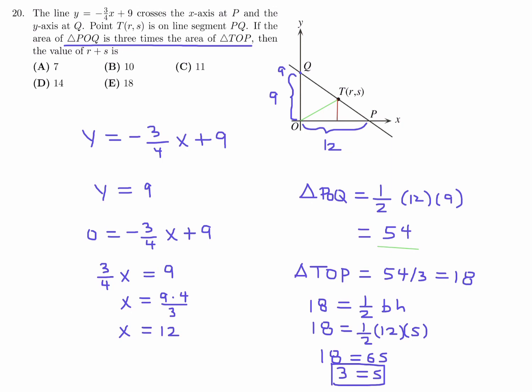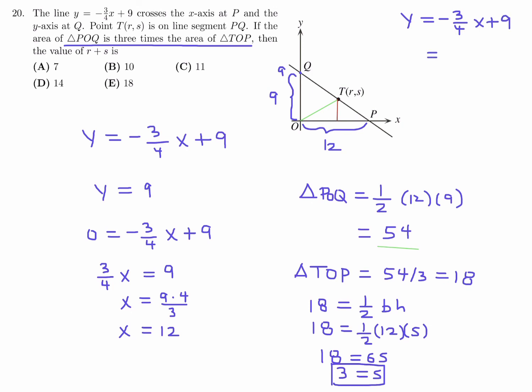All right, so we've got half the puzzle. So now we have to figure out R. How do we figure out R? Well, this point is on this line. So to figure out the other coordinate, plug it into that line. y is equal to -3/4 x plus 9.